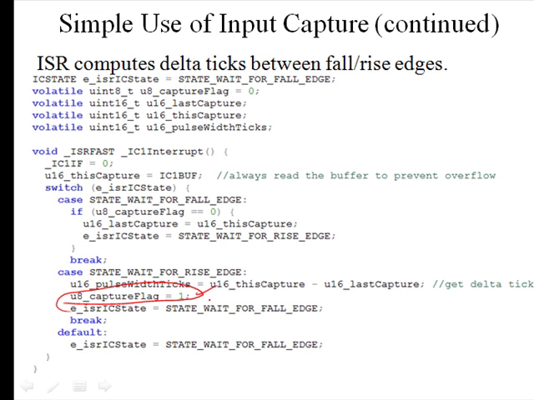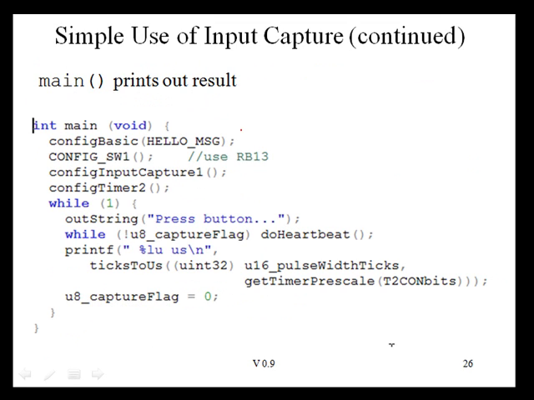This will tell our main code, our foreground task, that we've made a pulse width calculation here in terms of ticks, and it's now ready to be consumed. And then we'll set our state here back to wait for falling edge. Our main is fairly simple.